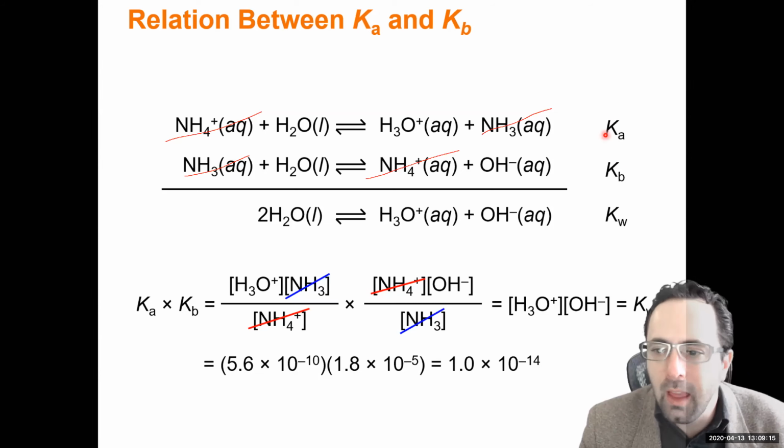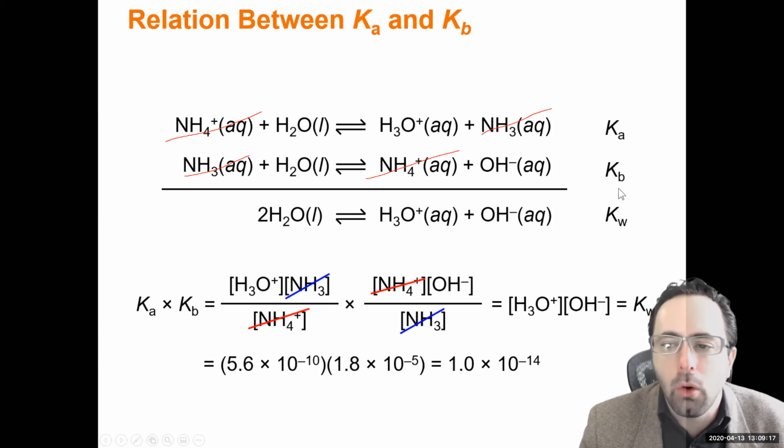So since Ka times Kb for a base and its conjugate acid, or an acid and its conjugate base, also multiply to Kw, we can figure out the Ka for an ion such as ammonium from the Kb for the neutral base that it is the conjugate acid of.